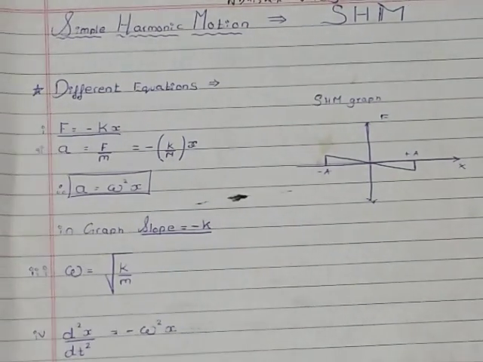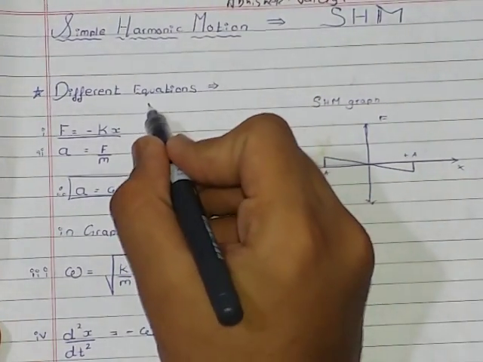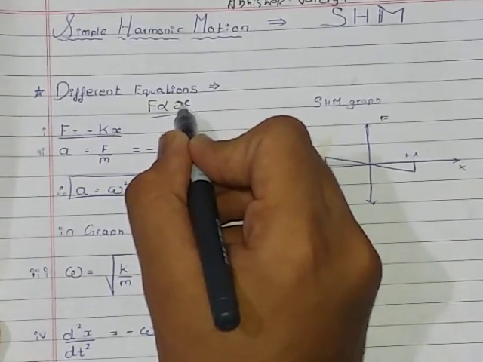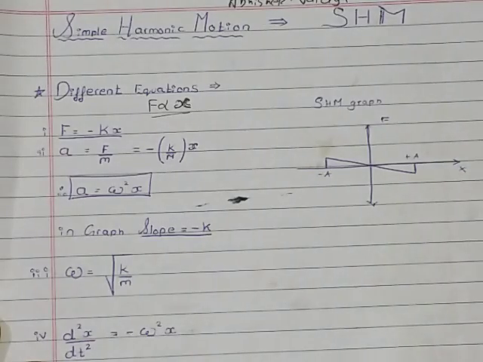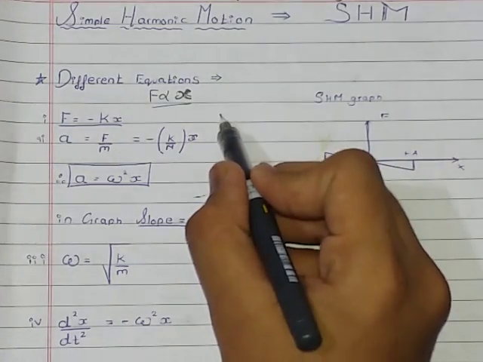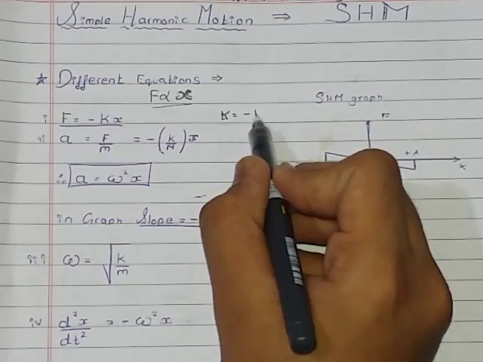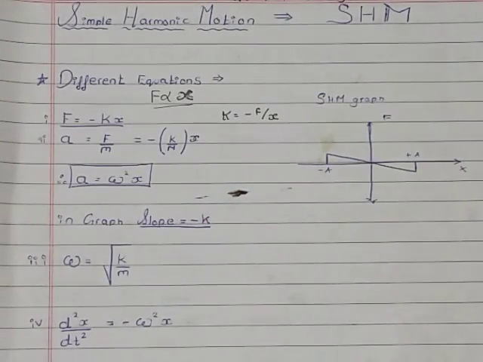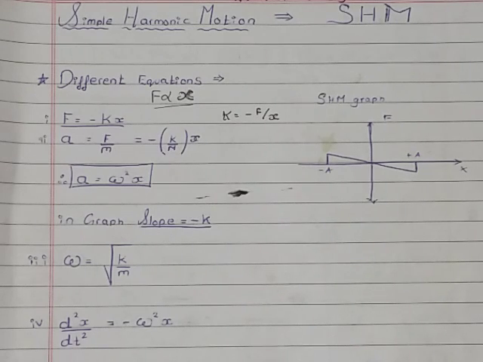The first equation of simple harmonic motion tells us that force is directly proportional to the displacement, where x is the displacement. That means force equals minus kx, where k is a constant, and therefore we can say that k equals minus f upon x. The value of k. What did I write?